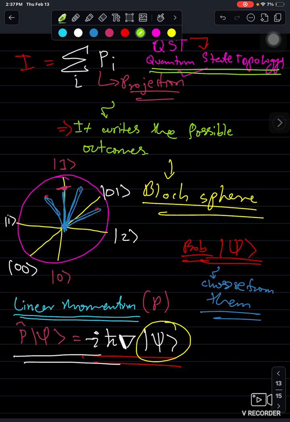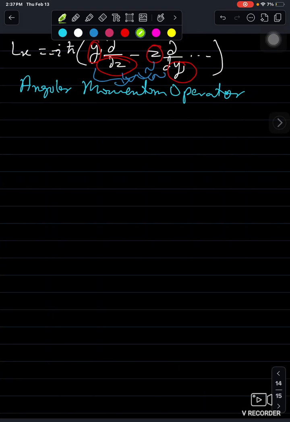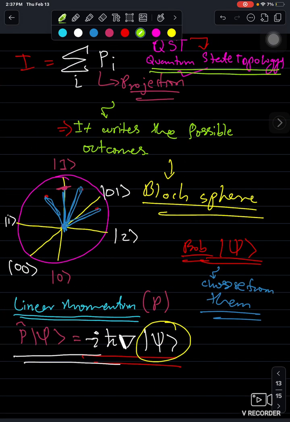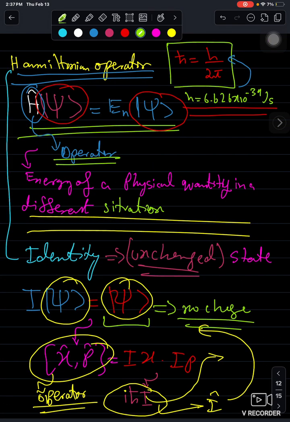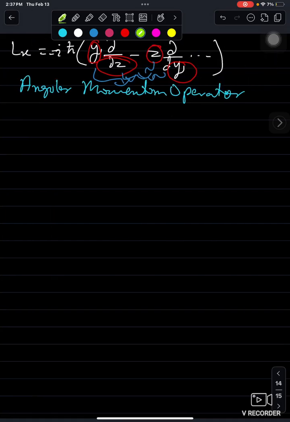And one more operator which I have to talk about, what was the name of that operator? Actually, over here, oh yeah, I think that's it. We don't have any more operators.